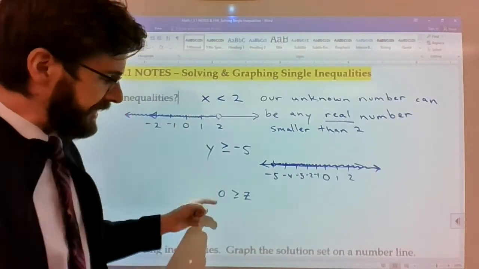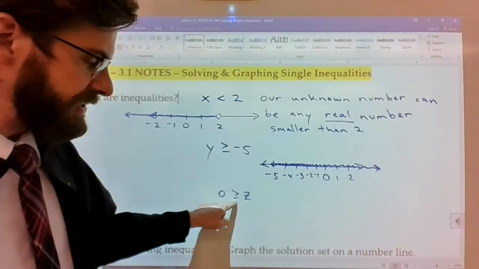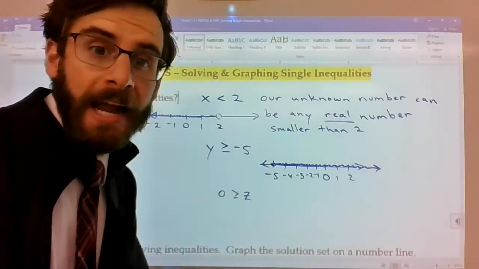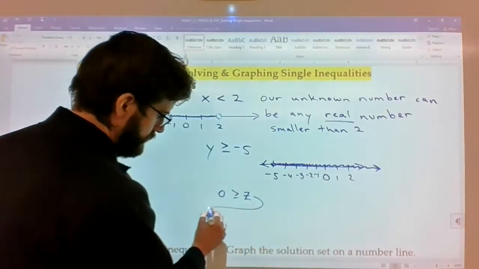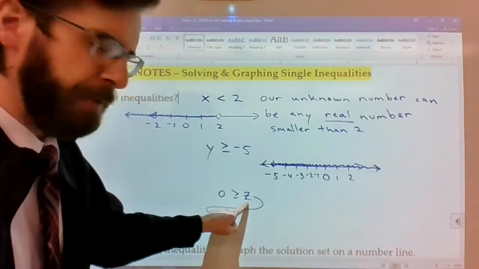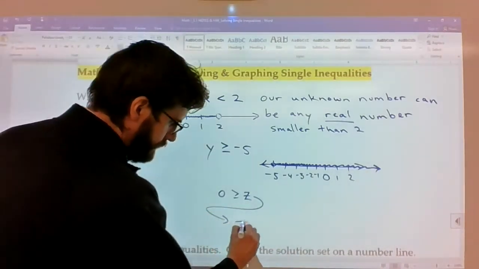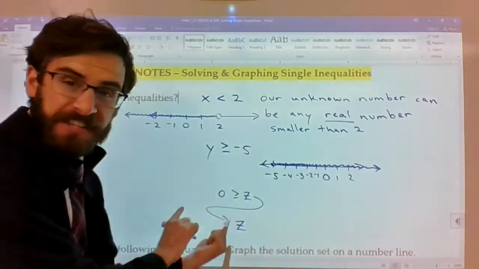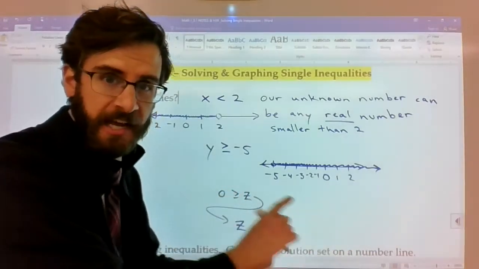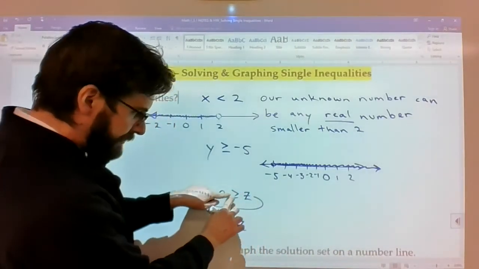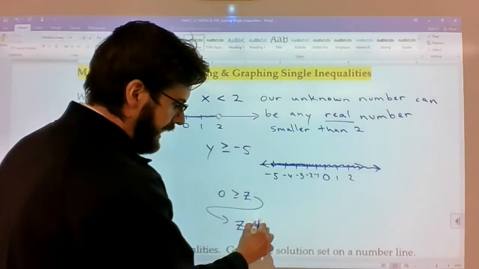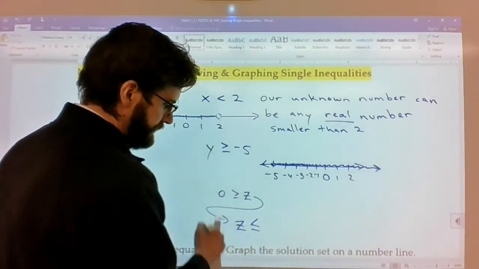Yeah, and if you see something like 0 is less than or equal to z, we rewrite it to say, let's put z on the left, and then we're going to flip the symbol if we move it from the right-hand side to the left-hand side. So instead of greater than or equal to, this is now less than or equal to 0.